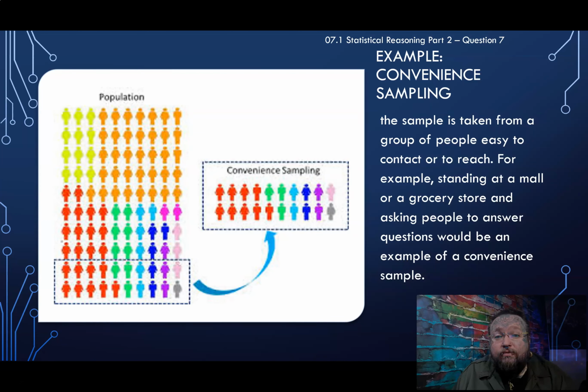So an example from non-probability sampling methods is convenience sampling. The sample is taken from a group of people easy to contact or reach. For example, standing at a mall or a grocery store and asking people to answer questions would be an example of a convenience study. So maybe standing by Wickham Hall to ask if they're a first-year student about their eating patterns. But sometimes if you're going to Wickham Hall, maybe you're not going for the best of eating patterns because I don't know how much healthy food is still there.